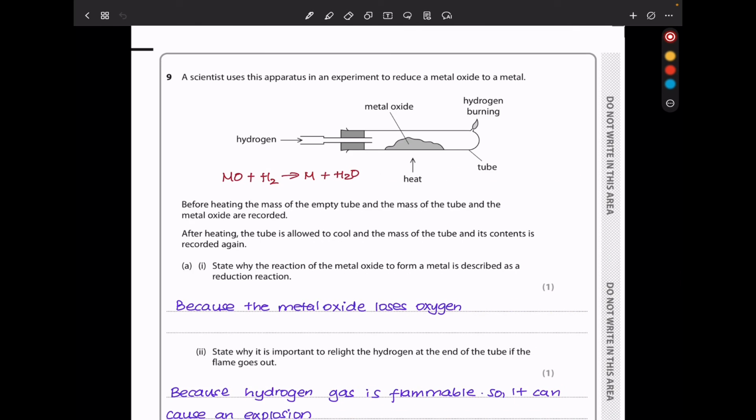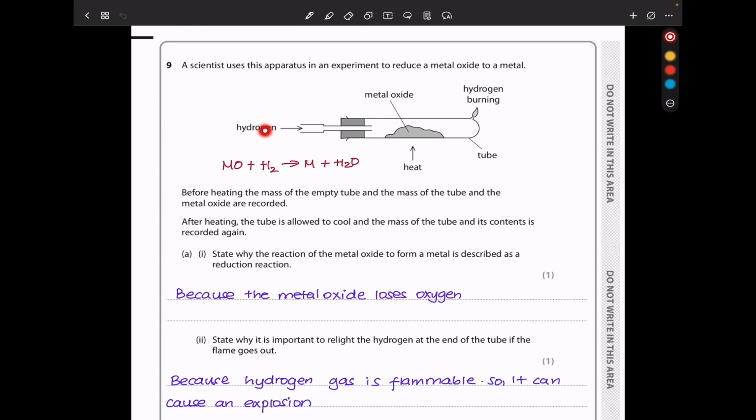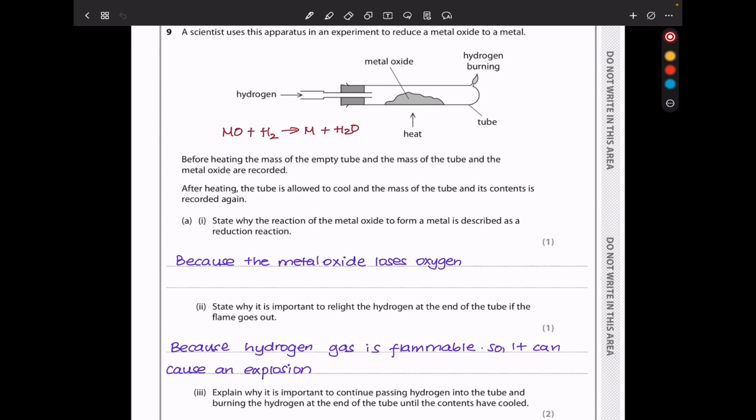In question 9, a scientist uses this apparatus in an experiment to reduce a metal oxide to a metal. So here we can see hydrogen is passed over a metal oxide. So that means a metal oxide is reacting with hydrogen, and this is going to give us a metal and water. So the excess hydrogen is going to be burnt off to prevent it maybe from filling the lab. It could be dangerous because hydrogen can catch fire or it can explode.